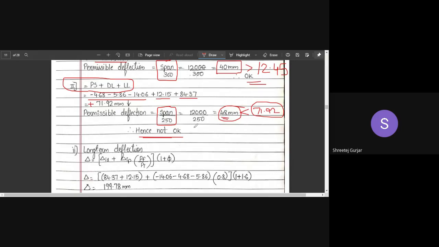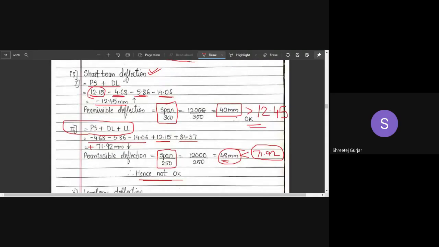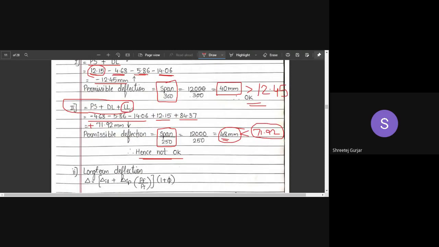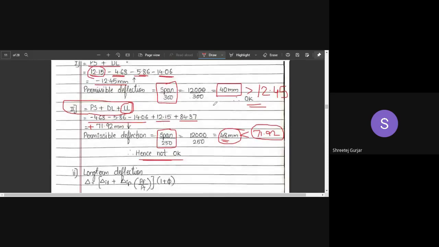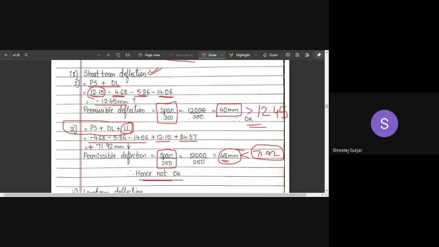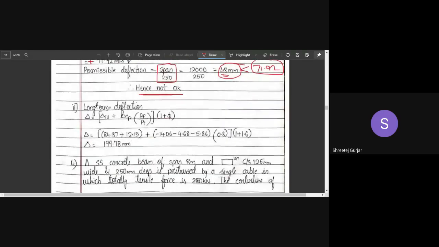So it is failing under this second case. It is fine under the first case, but once our live load is applied, the permissible deflection limit is crossed. So I think they have to redesign this particular beam. So the last thing that they have asked us to calculate is the long-term deflection.